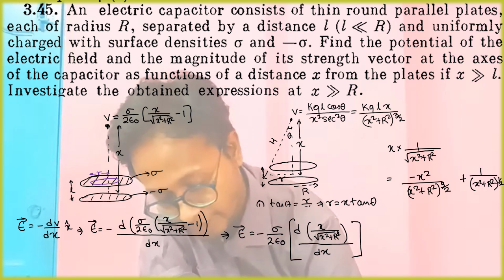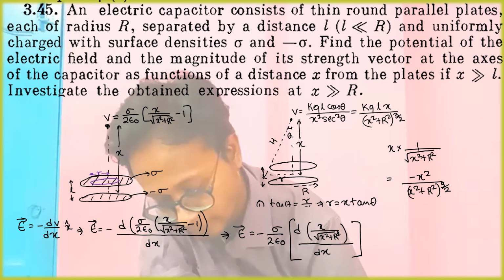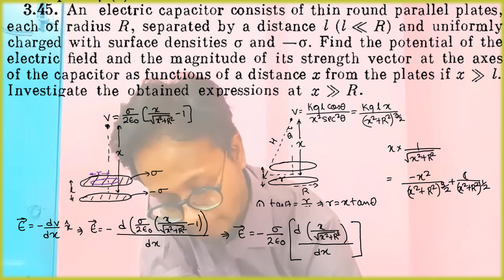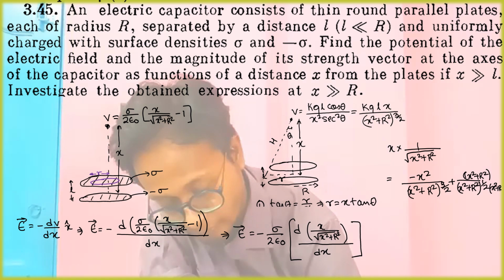See out here, if I rewrite this term just neatly, I'm just rewriting the same thing again. x square plus r square to the power 1 by 2. Now at the numerator I multiplied by x square plus r square, and the denominator also I multiplied by x square plus r square.